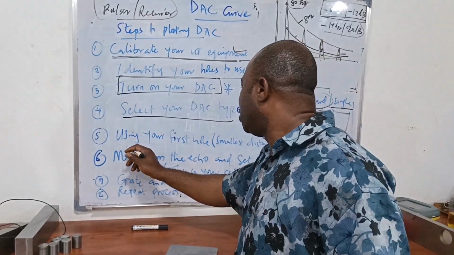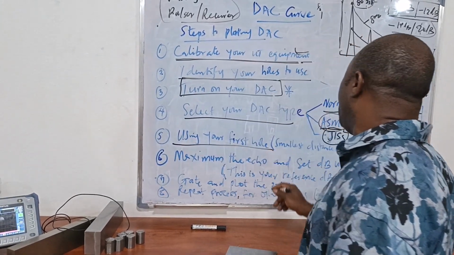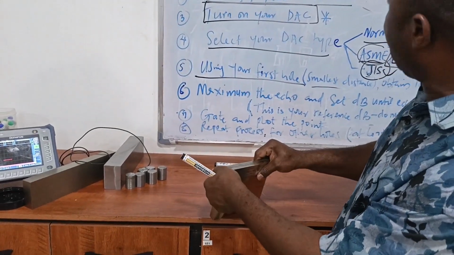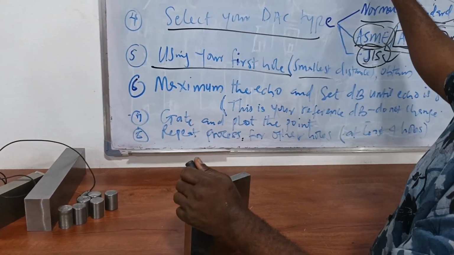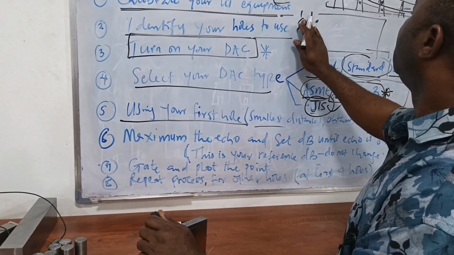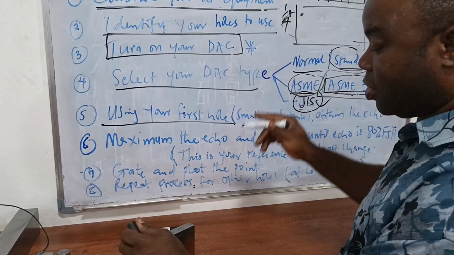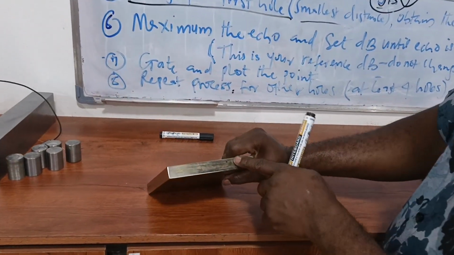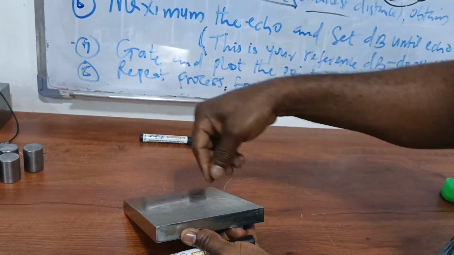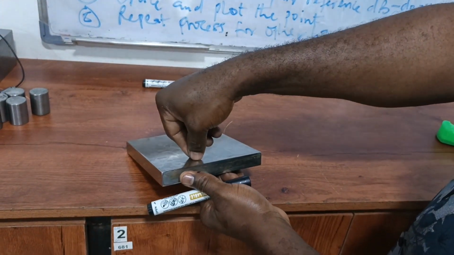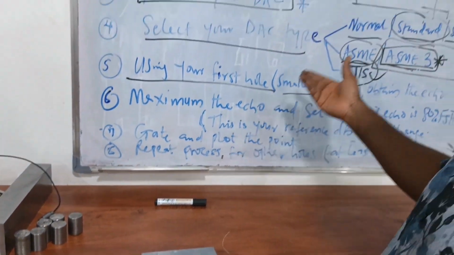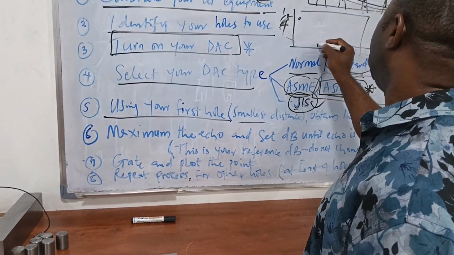The next thing you are going to do now, say using your first hole, which is the smallest distance. If we look at this one, from what we've said, from this block, we are going to use 1/4 of the thickness. So, which is this hole. So, we are going to start with this. So, you set your probe, you identify this probe you set, and you will obtain an echo. We'll practicalize it shortly.